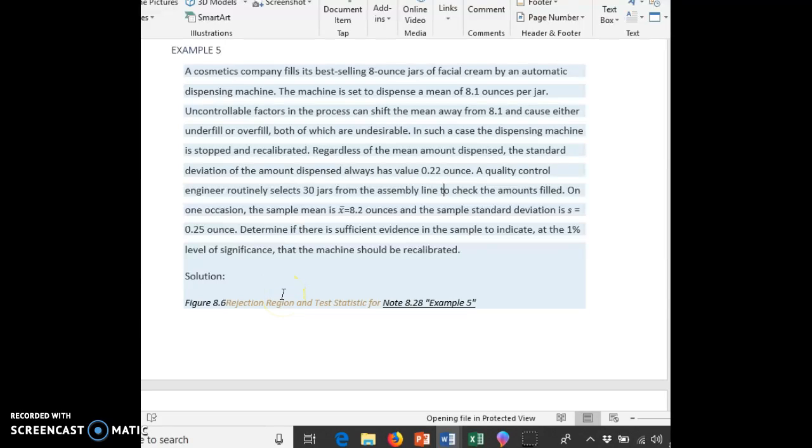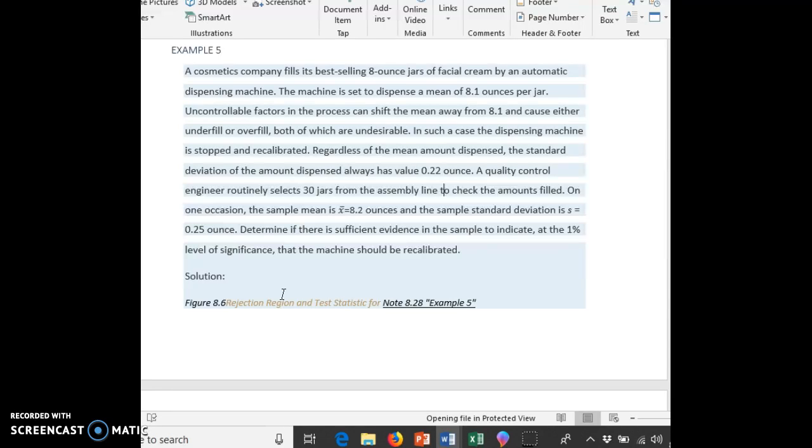So in example 5, a cosmetics company fills its best-selling 8-ounce jars of facial cream by an automatic dispensing machine. The machine is set to dispense a mean of 8.1 ounces per jar. Uncontrollable factors in the process can shift the mean away from 8.1 and cause either underfill or overfill, both of which are undesirable. In such a case, the dispensing machine is stopped and recalibrated.